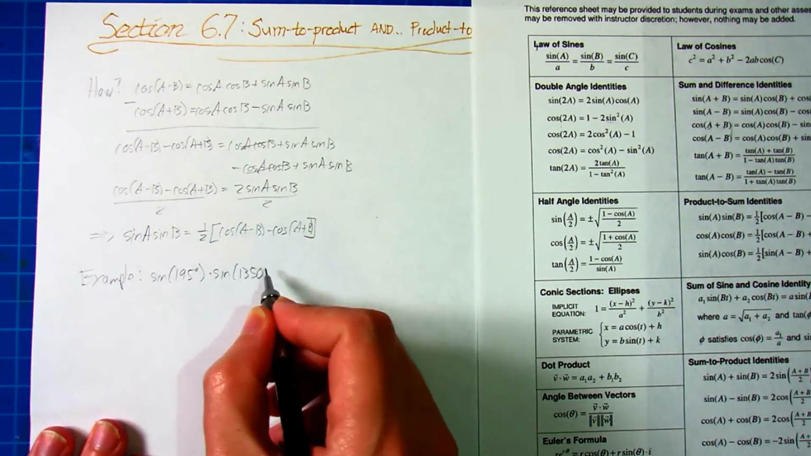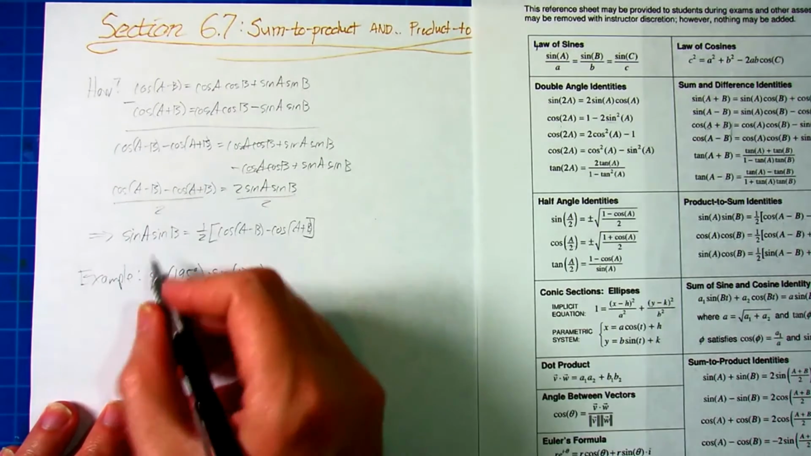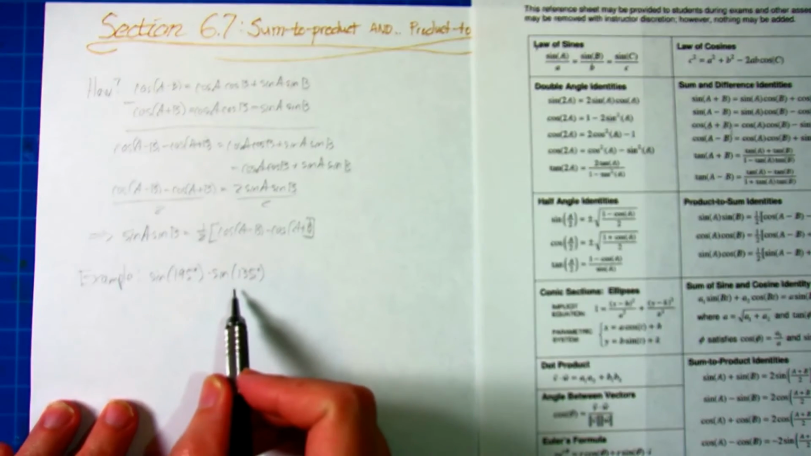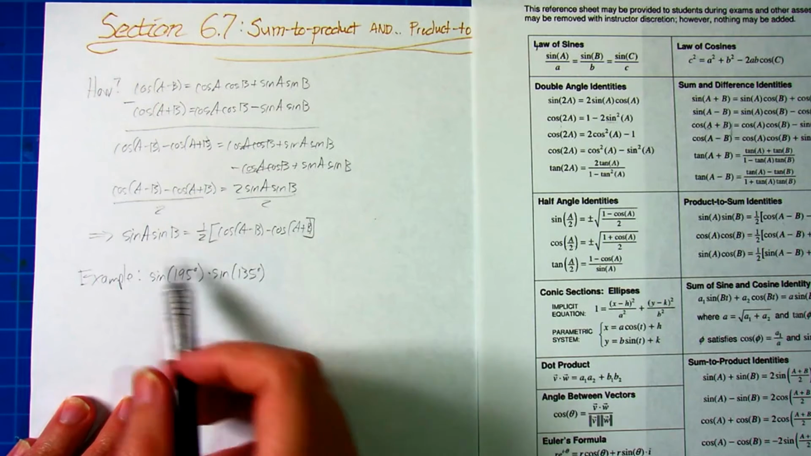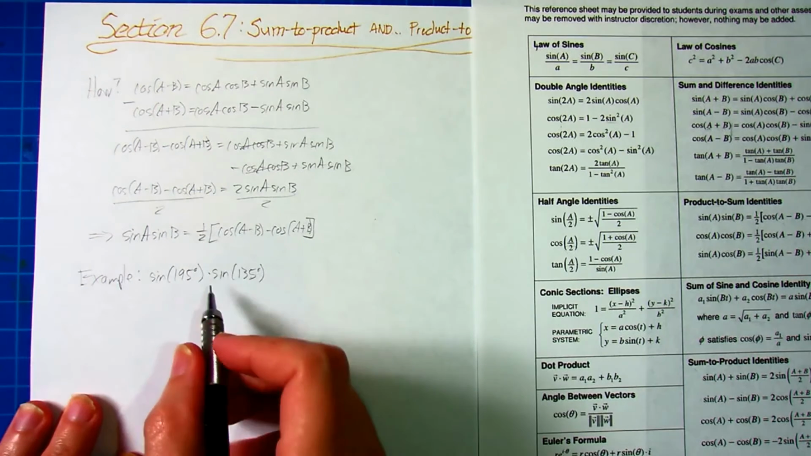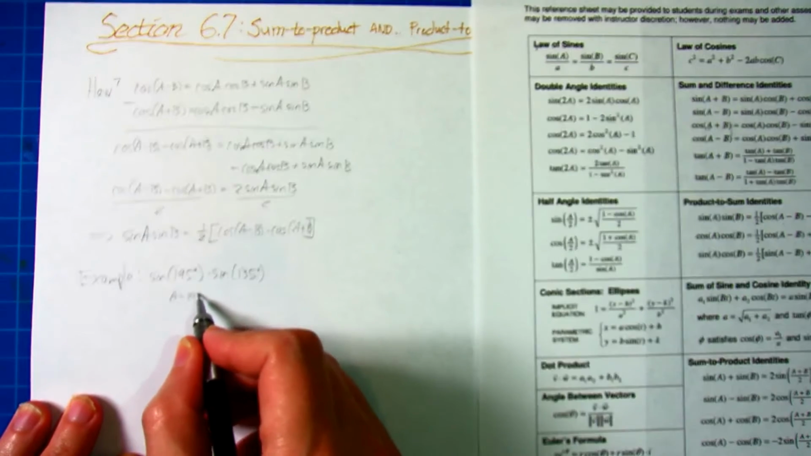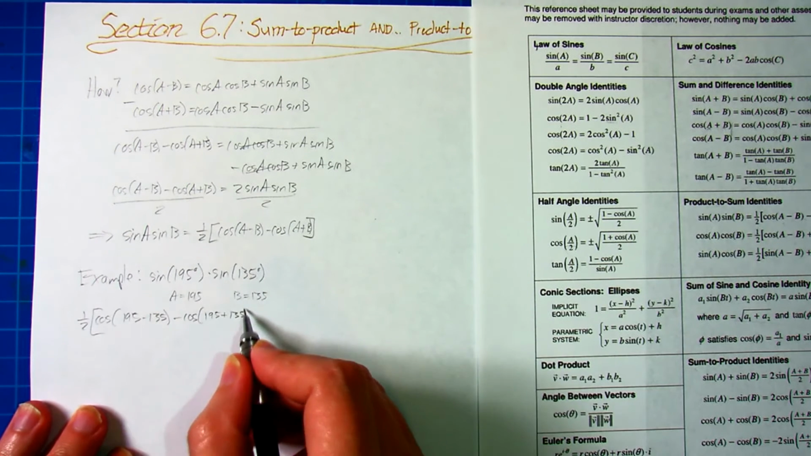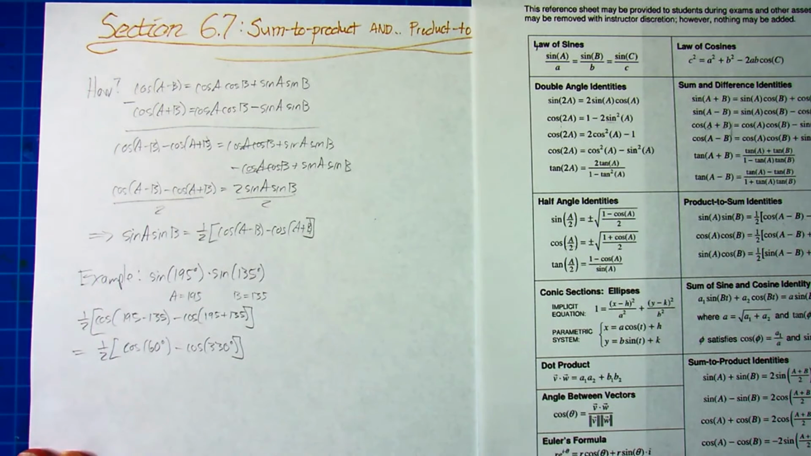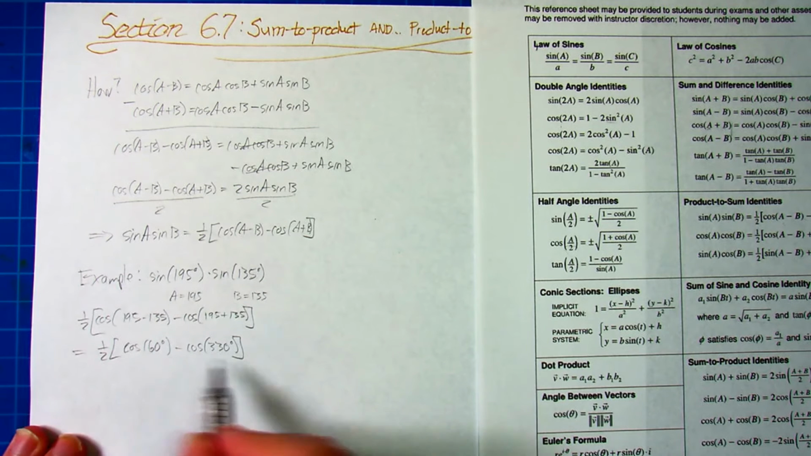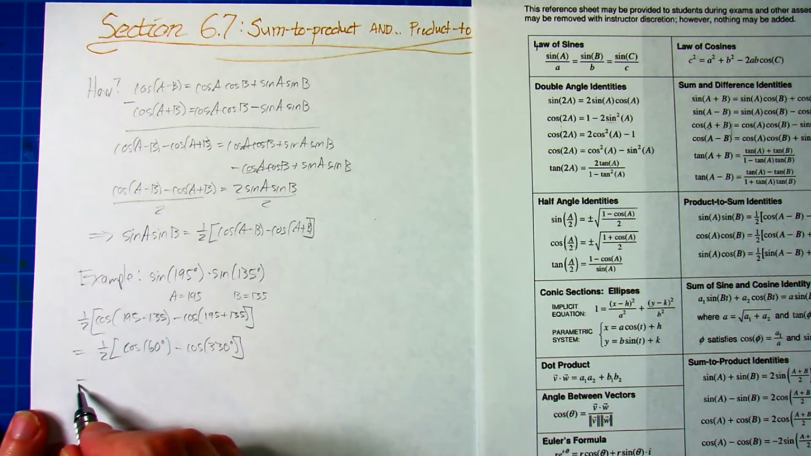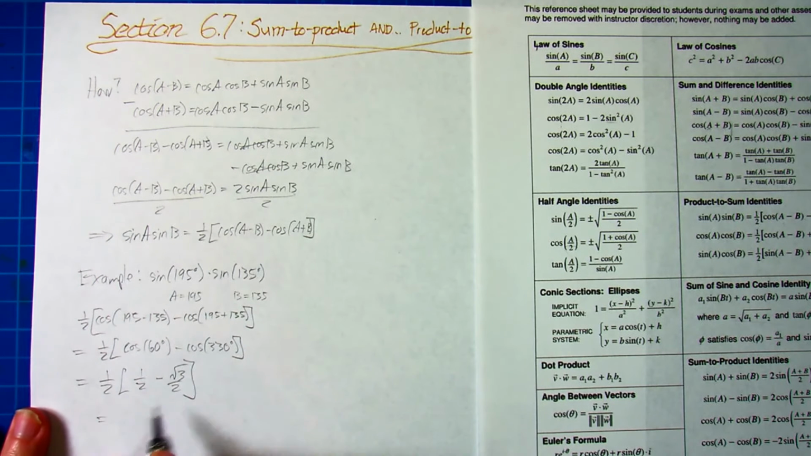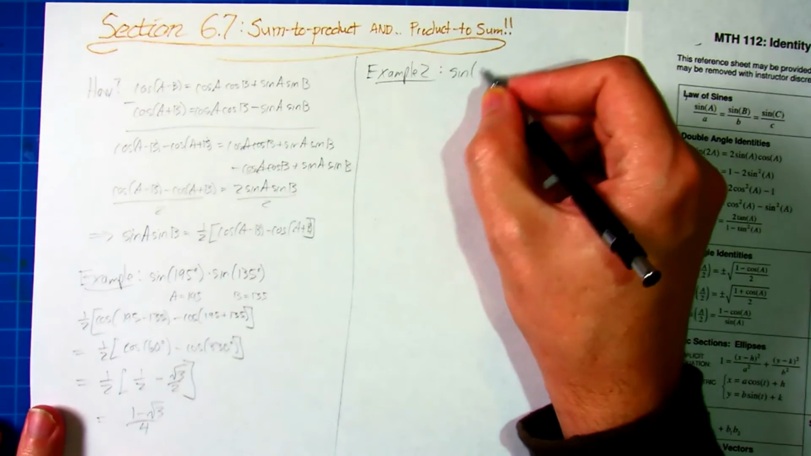How about an example? We want to find the exact value of sine of 195 degrees times sine of 135 degrees. Doing that is pretty easy. We're going to use the formula we just had here, where A is 195 and B is 135. Who would have guessed that those work out to numbers that we already know the cosine of exactly? It is truly amazing. You can check that with a calculator or with Wolfram Alpha or something like that, and it will show you that that does in fact work out.